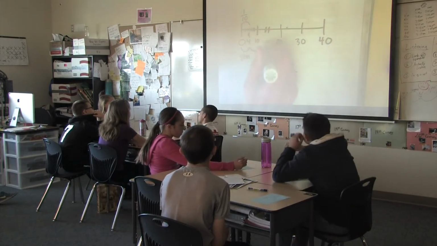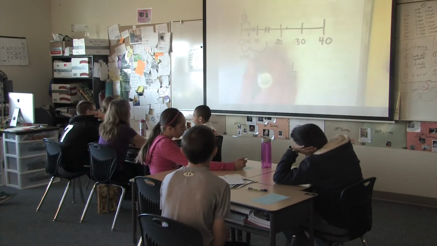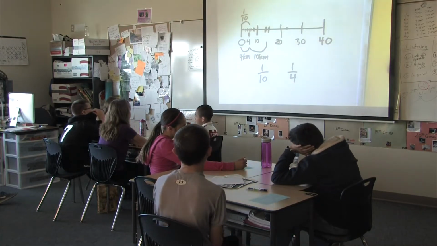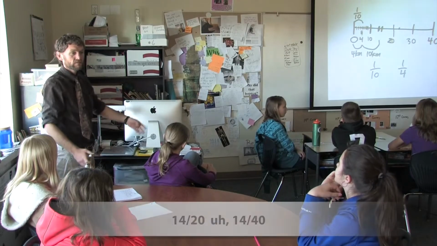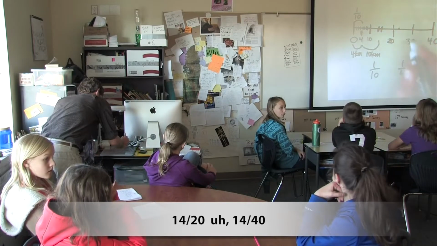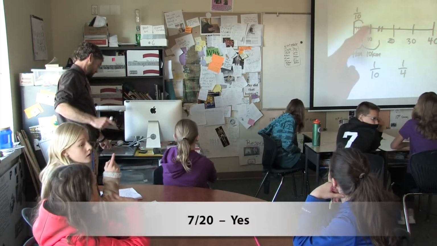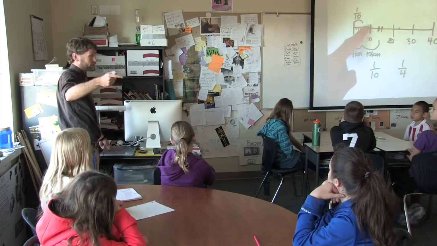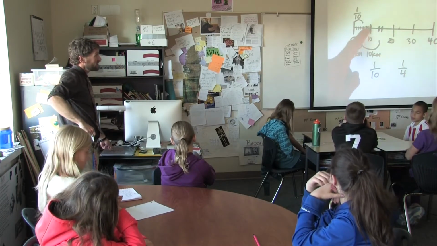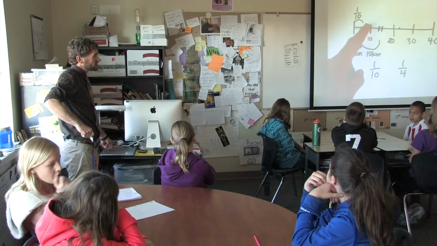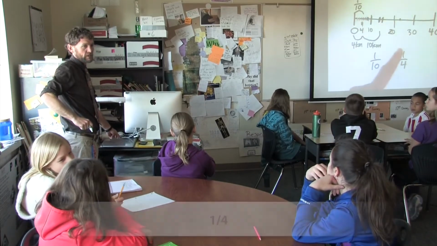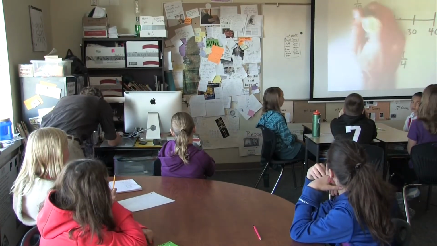So if I do this, he's at 14 more kilometers. And how much farther did he jog? 14/20, or 14/40. So that was in the total. What about from... 7/20. Okay. Yes, I like where you're going. You're jumping a step. When he went 1/10 of the trail, and then how much of the trail? 1/4. Okay, so if I just add that here.